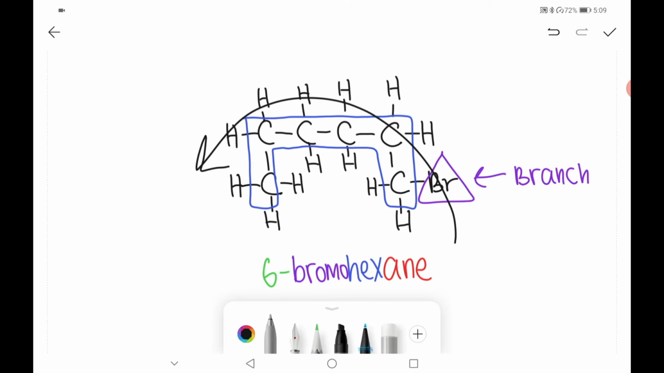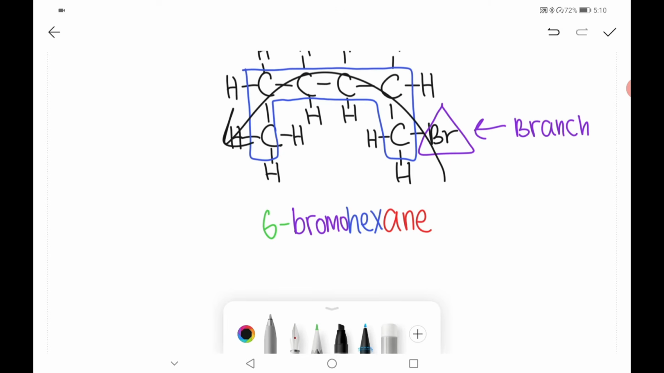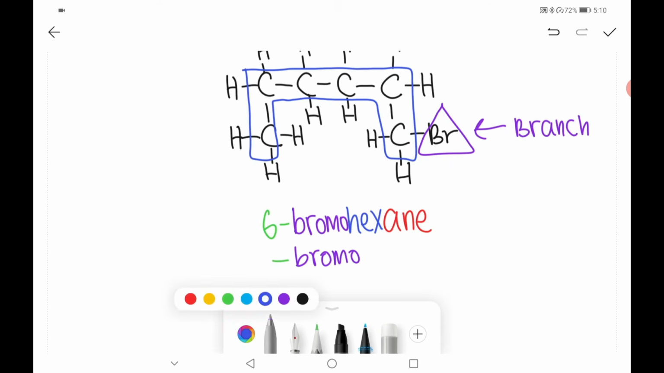When you change the direction, the name doesn't change. The name is always the same. When you change the direction, only the number will change. I repeat, only the number will change. So you can copy back the name: bromo, hex, and ane.